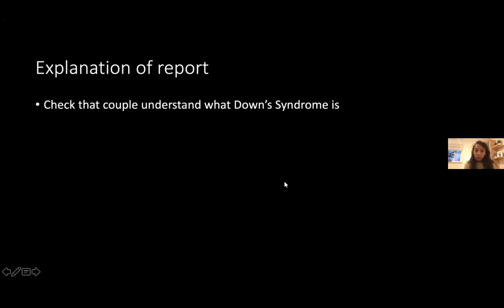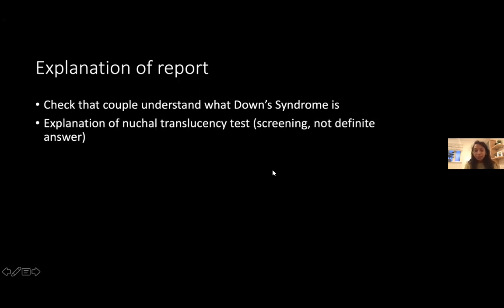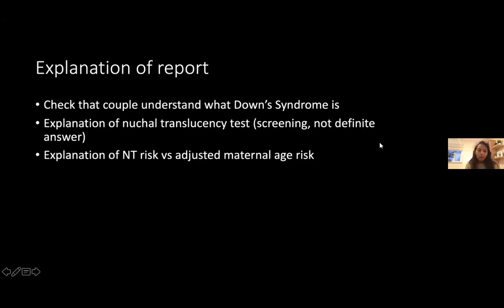So first we need to check that the couple understand what Down syndrome actually is. And someone mentioned that we should explain the nuchal translucency test. That's not a definite answer, that is just screening, definitely. So we need to explain what the nuchal translucency risk versus the adjusted maternal risk is. Yeah, like we said before, we need to talk about false positives as well.